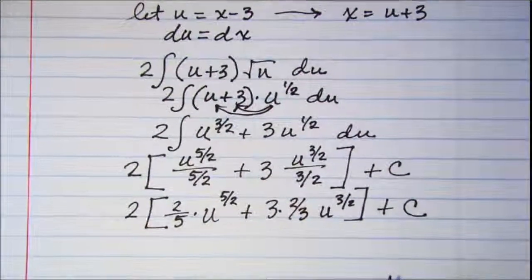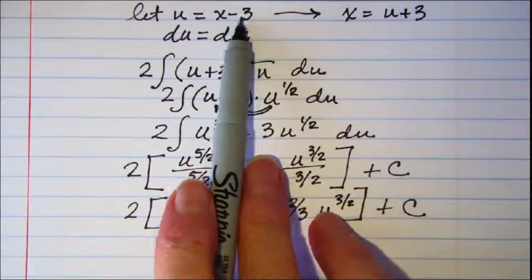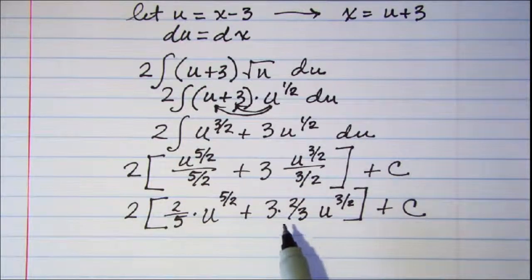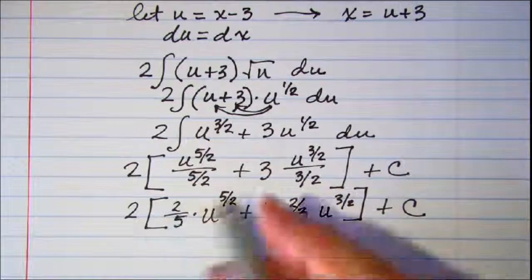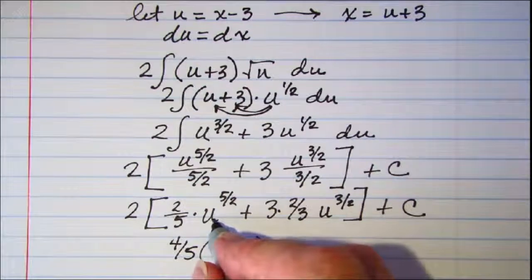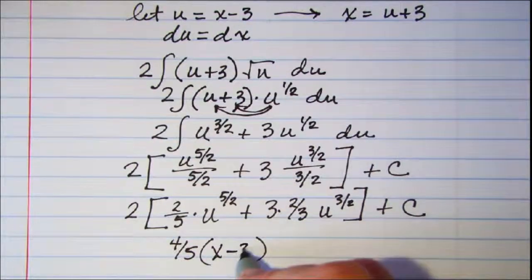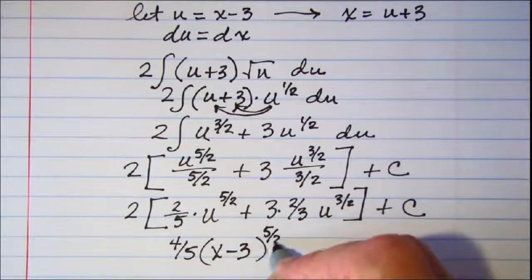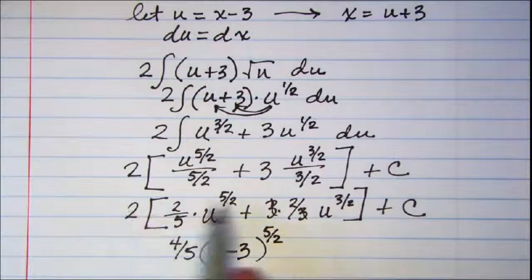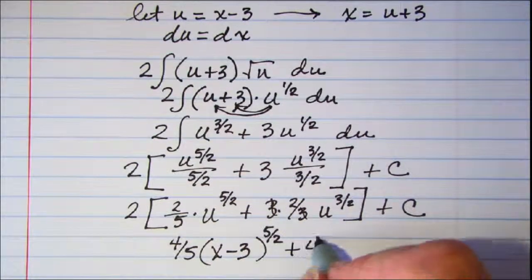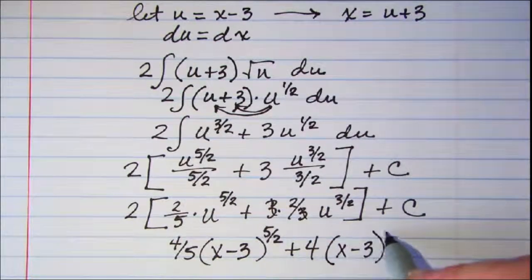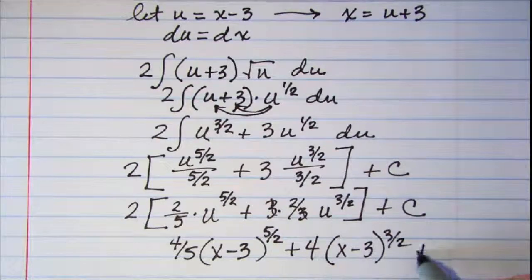My u was x minus 3, so I'll sub that back in. Plus I'm going to go ahead and distribute my 2 through again. So 2 times 2/5 gives me 4/5. And then in place of u, I need to put x minus 3 to the 5/2. And then these 3's cancel, and 2 times 2, that'll be 4, and then u is x minus 3 to the 3/2 plus constant.